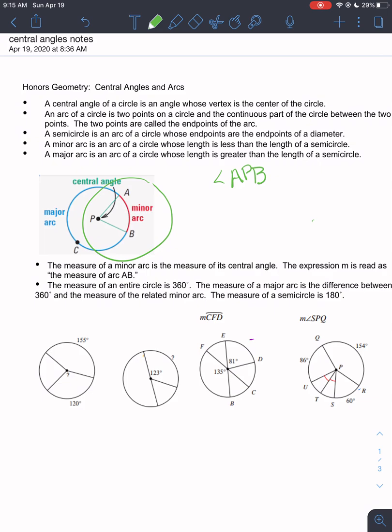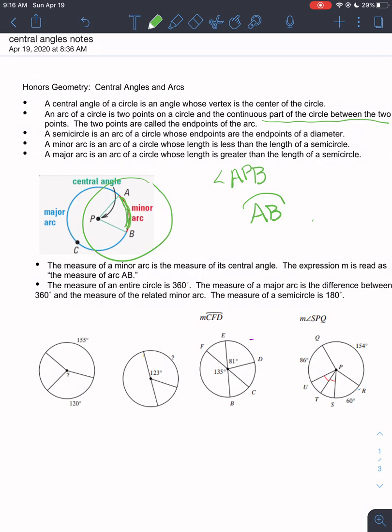That's our central angle. An arc is a continuous part of the circle between 2 points. So the arc formed by our central angle right here is arc AB. The way I'm going to write that, use capital letters for the two endpoints, and then you put an arc above that. So we would read that arc AB.